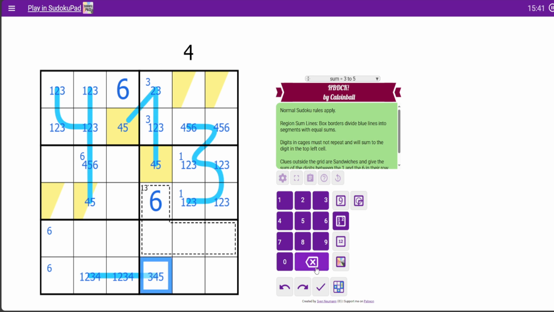So that would remove the 3 from there. 1, 3, and we said 1, 4 is now impossible, so it's 2, 3. Yeah, 3 is guaranteed to go there. Okay.